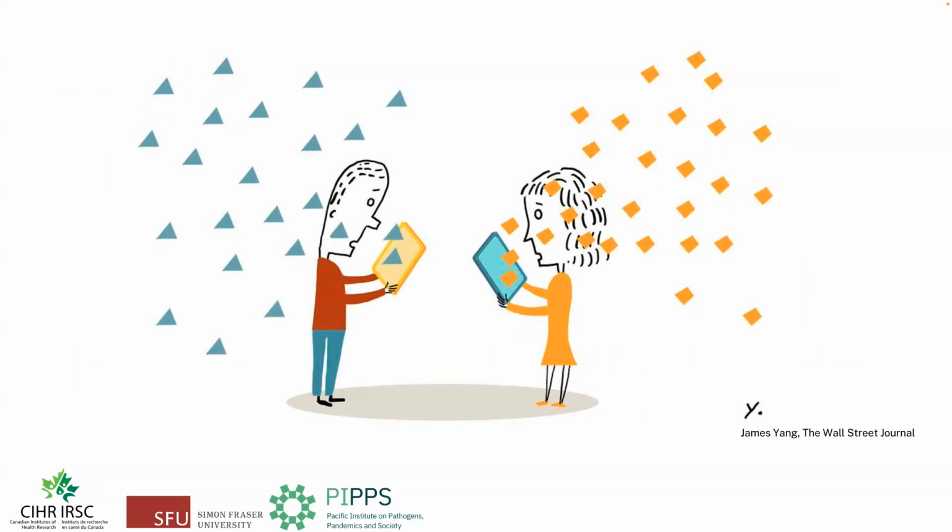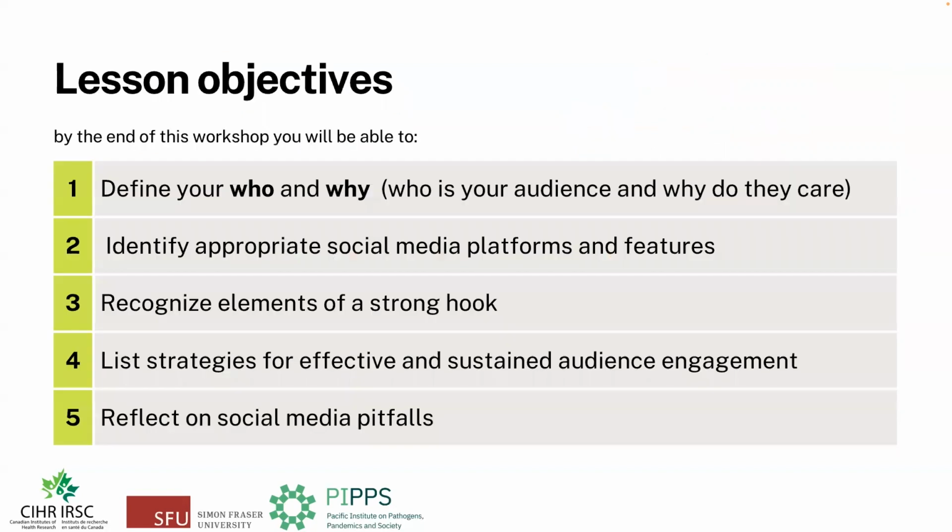But how do we compete with the oversaturation of information online? According to the World Health Organization, we are facing an infodemic. So how can we get the right message to the right audience? Well, by the end of this workshop, I hope you will be able to define who your audience is and why they care about your content. You'll be able to clearly identify appropriate social media platforms and features, recognize elements of a strong hook to attract your audience, list strategies for effective and sustained audience engagement, and finally, reflect on social media pitfalls and hopefully avoid them.